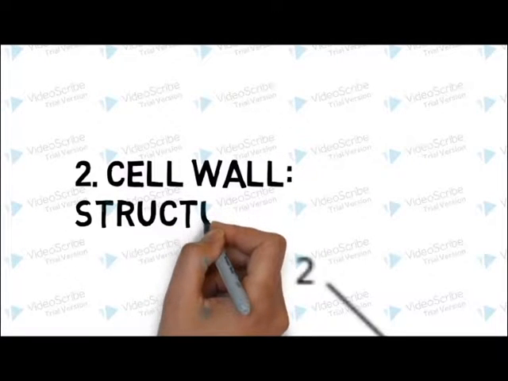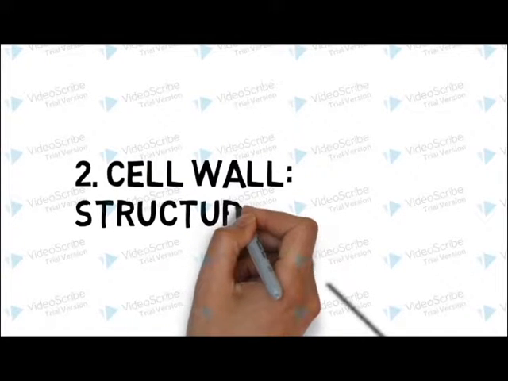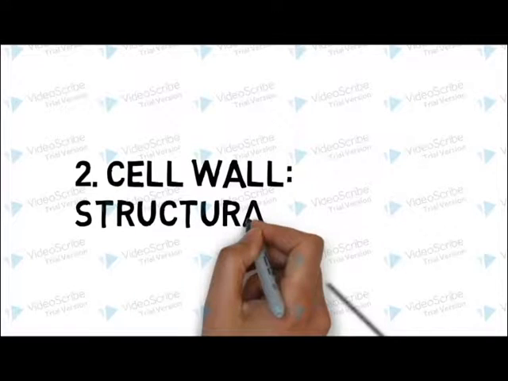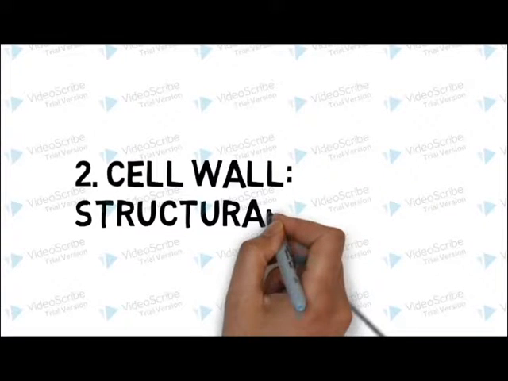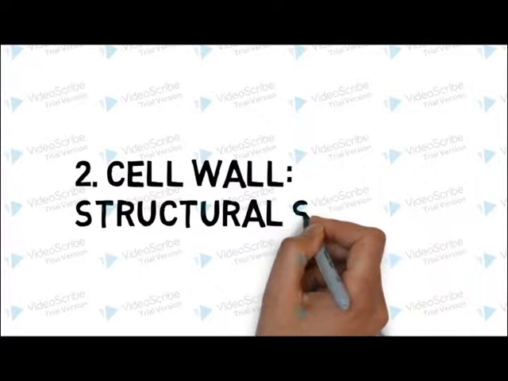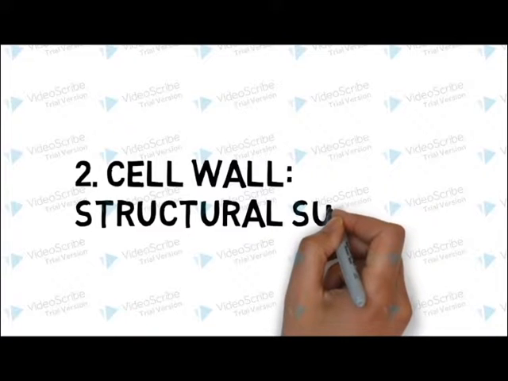So for the gram-positive cell wall, it's a thick cell wall composed of peptidoglycan, lipids, and teichoic acid, while the gram-negative cell wall is a thin cell wall composed of peptidoglycan and an outer membrane formed by lipids, proteins, and lipopolysaccharides.